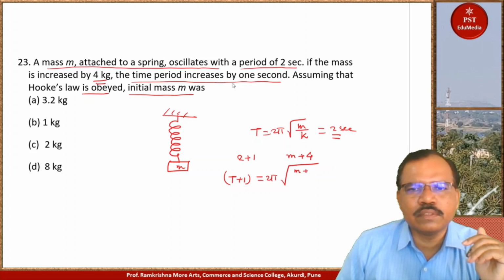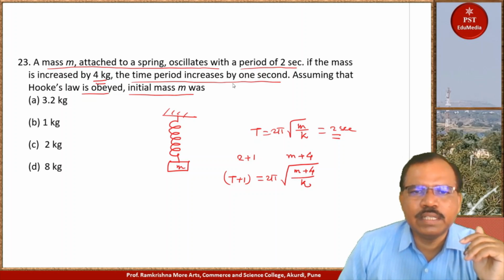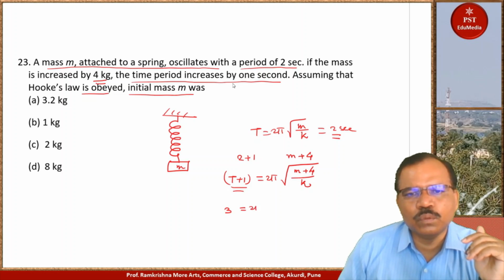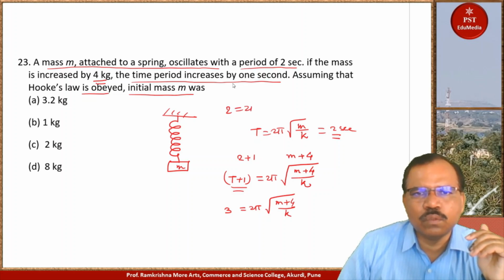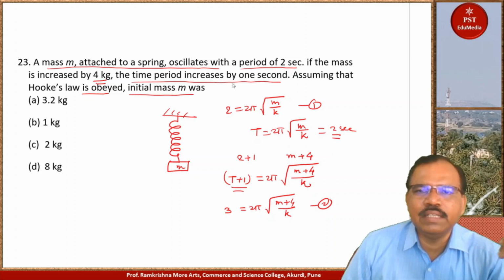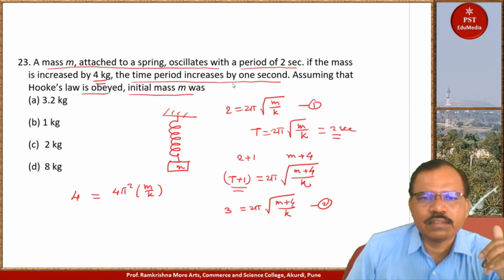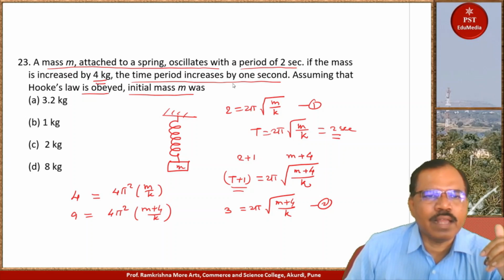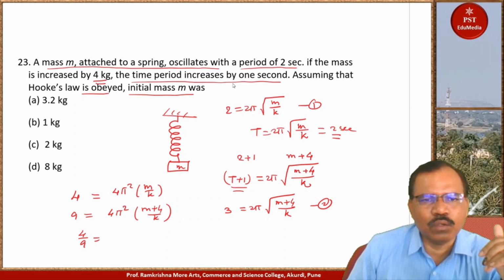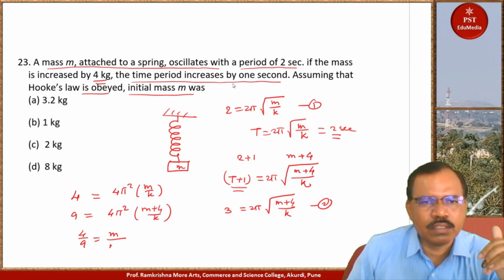So M plus the increased mass 4, divided by K. So here it is 3 now. 3 is equal to 2 pi under root M plus 4 by K. So we have two equations. 2 is equal to 2 pi under root M by K. This is the first equation and this is the second equation. So simply square and take the ratio. Square of first, that is 4, is equal to 4 pi square M by K, and 3, that is 9, is equal to 4 pi square M plus 4 by K, and then divide. So you will get 4 by 9 is equal to, now see here 4 pi square will cancel, and K will also cancel. So you will get M upon M plus 4.